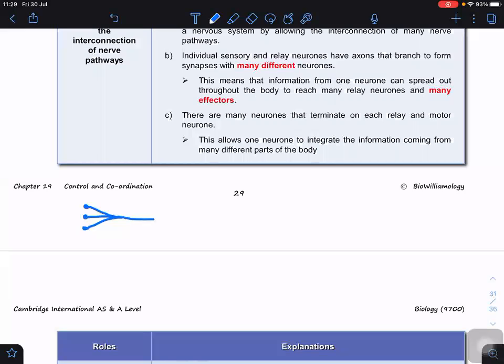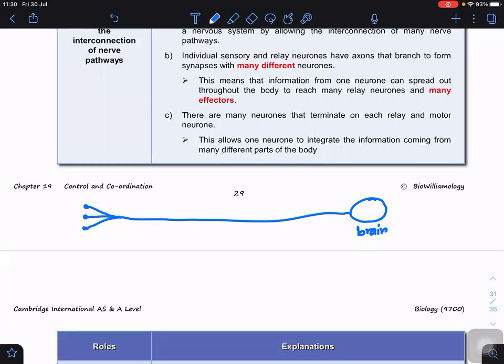So the sensory neuron is connected all the way to our brain. That means you can see that for any one stimulus, you only have one response. Correct or not? Because everything goes to the brain. Do you get the idea?